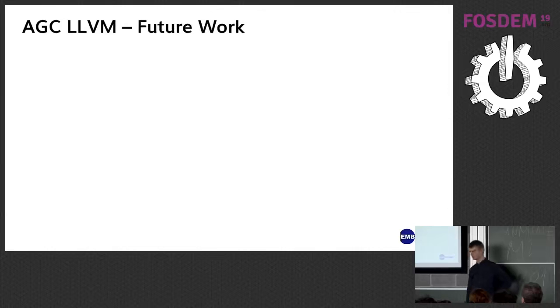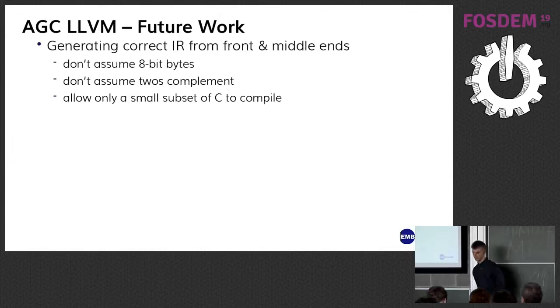So there's quite a bit of future work. I've basically done most of the MC layer and a little bit of lowering, but several things in the Clang front end and IR transformations produce IR that won't be lowered correctly in the AGC backend.